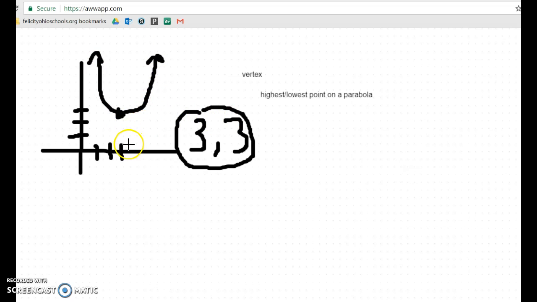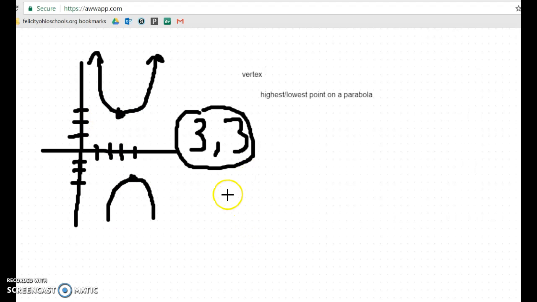So to define the vertex when it's graphed, just find the lowest point on the graph. Or if you have a parabola going the opposite way, a downward facing parabola, the vertex is the point at which the parabola opens downward, the highest part of that parabola. And so you can find the vertex of either parabola by doing that.